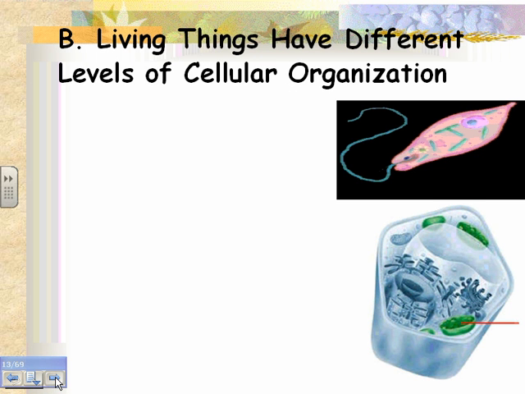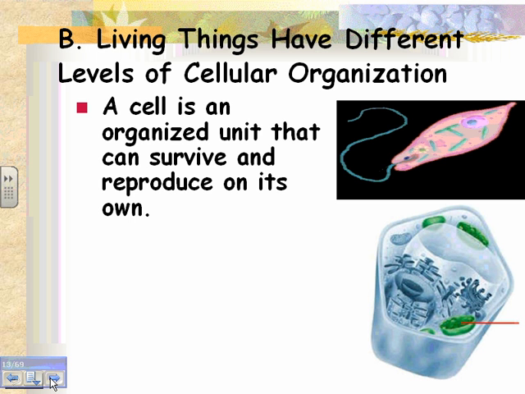Living things have different levels of cellular organization. So here is a cell, for example, and this is a Golgi body, and it has a special job. And here's the nucleus with the DNA inside, and that has a special job. And here's the endoplasmic reticulum, and that has a special job. And that's a chloroplast, and that has a special job. So there are compartments inside of a complex cell like this that have special jobs. But even bacteria have a certain level of organization.